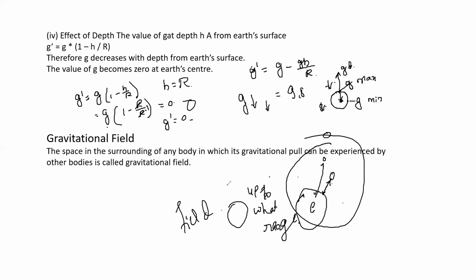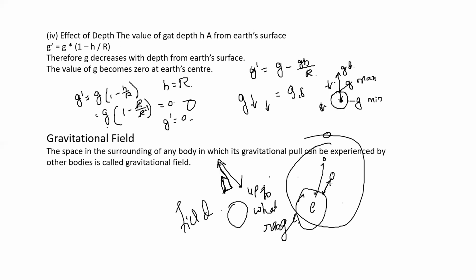Is it clear? You can take one more example. Suppose you throw an object with a certain velocity, with a certain force, it will go to a certain height and then return back. If I increase the velocity and force, it will go a little more height, and again it will return back.